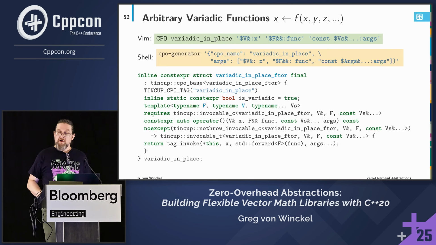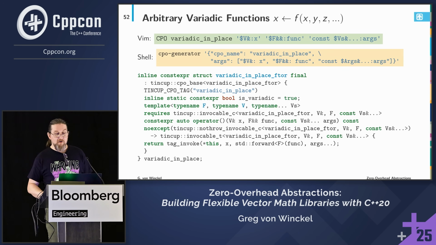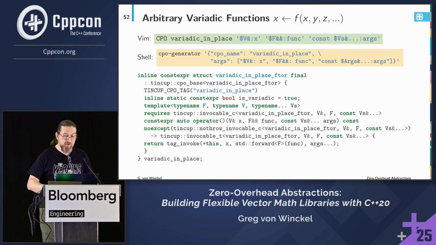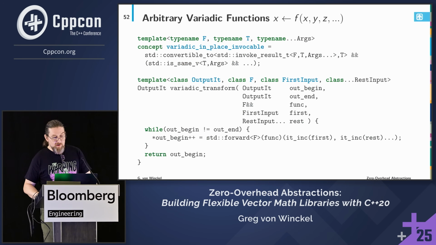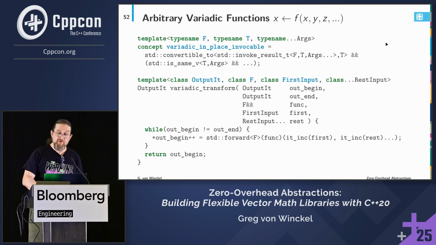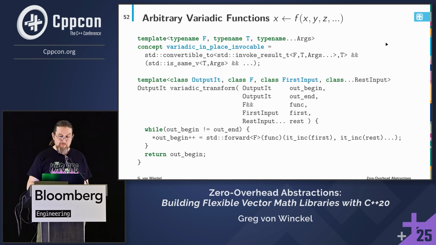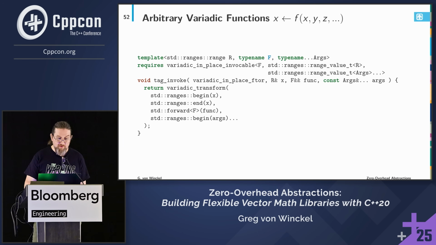So if you want to have arbitrarily many vectors, you can write the CPO like this. And it will generate this code here. And also, here's the implementation of how you would do variadic transform. And let's see, I think that about wraps it up.